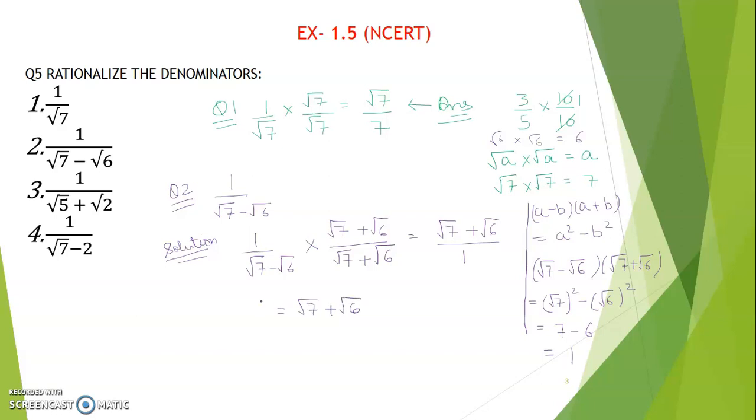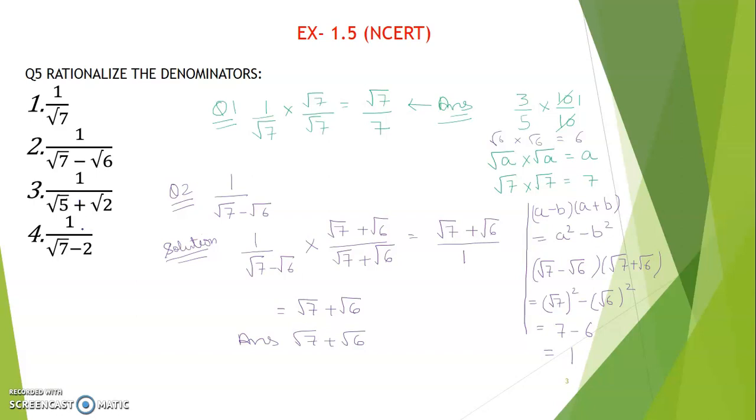Are you following, students? So this is your answer, root 7 plus root 6. Understand the difference: in question number 1 we are doing it by this method, in question number 2 by this much. I'll do one more question so it will be easy and you will understand the concept. I have told you so many times, in maths you should understand the concept. Once you understand the concept, you won't find anything difficult. Don't learn questions, grasp the concept.